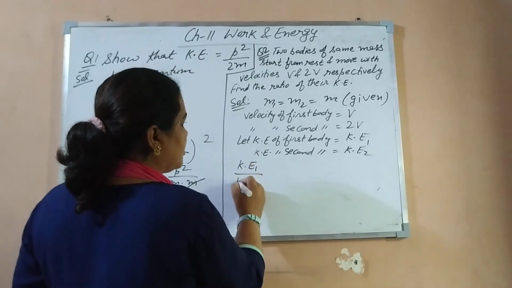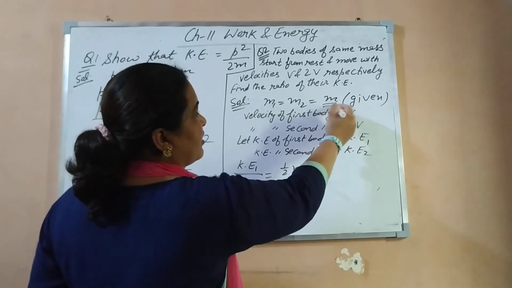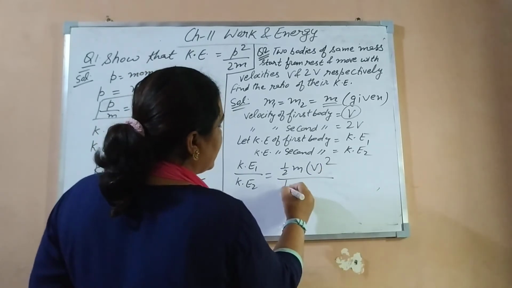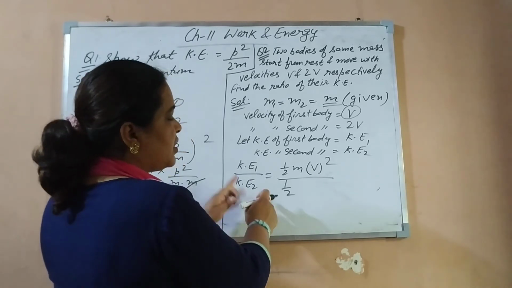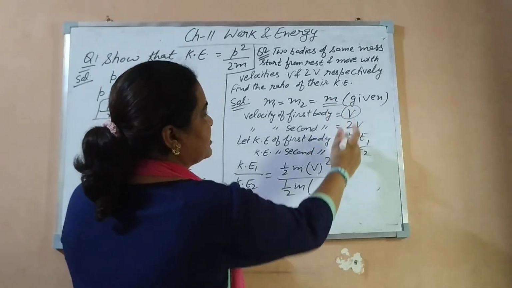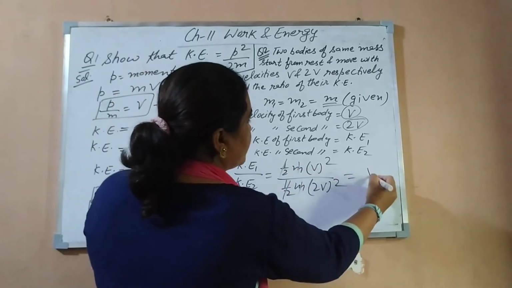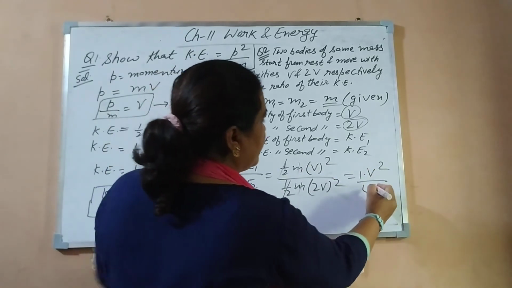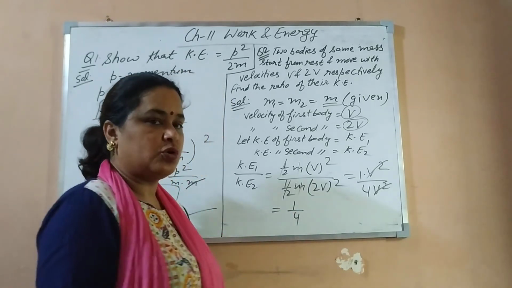So kinetic energy 1 upon kinetic energy second. What is the formula for this? Half m, mass is given m, v square. What is the velocity of the first body? v. So we will substitute it directly. Again kinetic energy of the second body we will write directly. You can calculate separately and then divide them, but I am doing it directly. So half, again the second body mass is same. What is the velocity of the second body? 2v whole square. So this will cancel out, this will cancel out. You will get v square upon 4. 1 into v square upon 4 into v square. So v square and v square cancel out. So we will get the ratio 1:4.